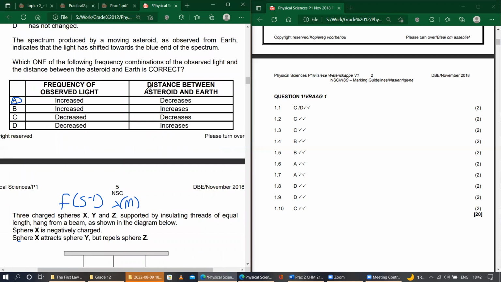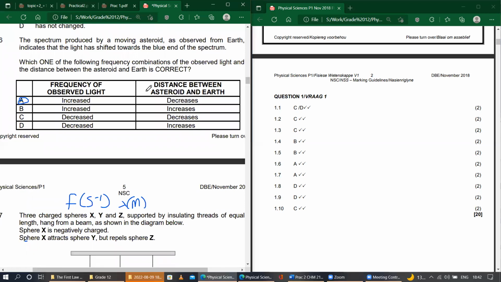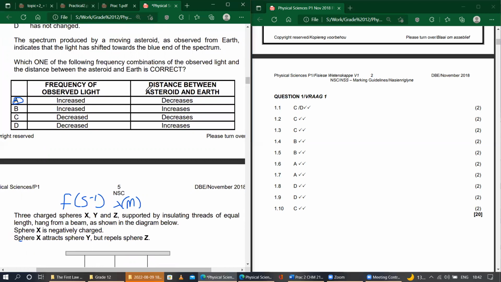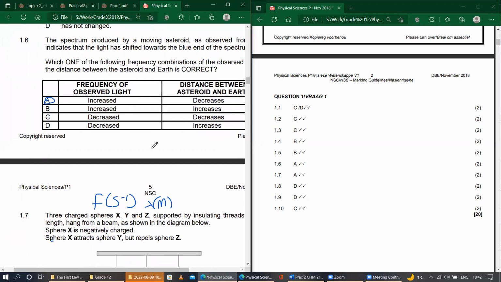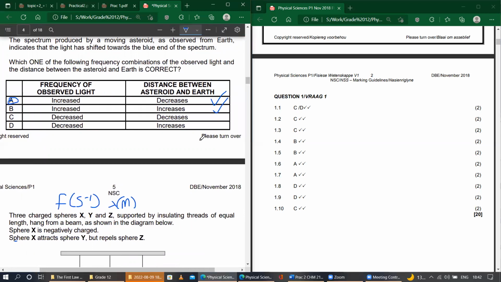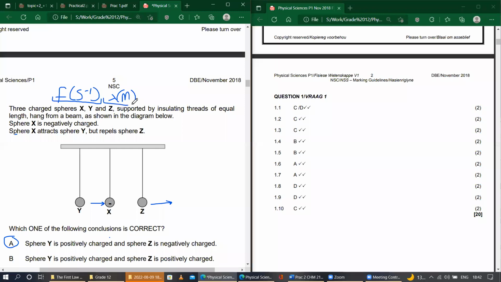Then we're going to get to the next one. This one is about the spectrum. You said that when the frequency of the observed light increases, the distance between the asteroid and the Earth decreases. So that's our 1.6. That's A, which is correct also, because as I said, frequency is inversely proportional to distance. So as the frequency increases, the distance decreases.